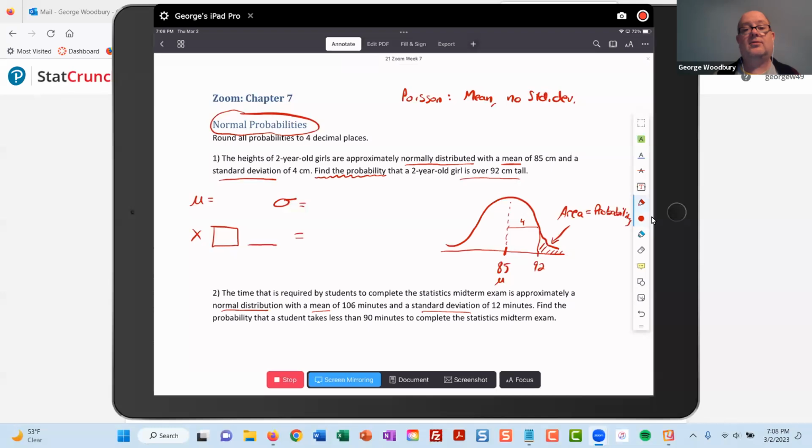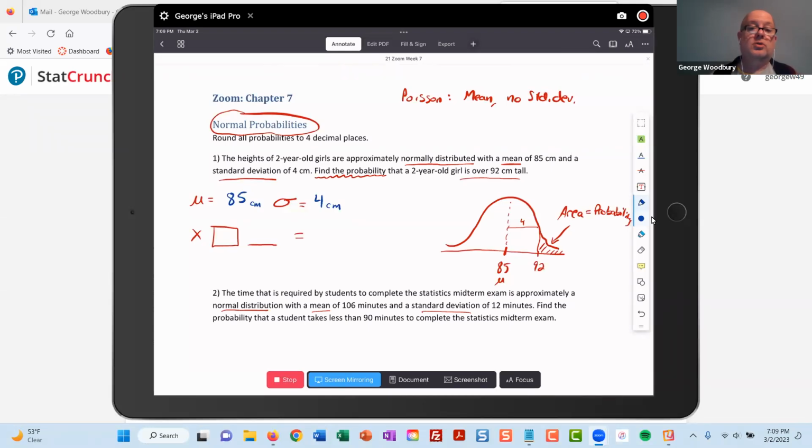So there's really 4 pieces that we're filling out here. Again, as I read through the problem, the heights of 2-year-old girls are approximately normally distributed with a mean of 85 centimeters and a standard deviation of 4 centimeters. Now, when we type these into StatCrunch, we don't need the units, but we do need to make sure that they're the same. If the mean was in centimeters but the standard deviation was in millimeters, we've got to make those 2 match before we try to do this problem.